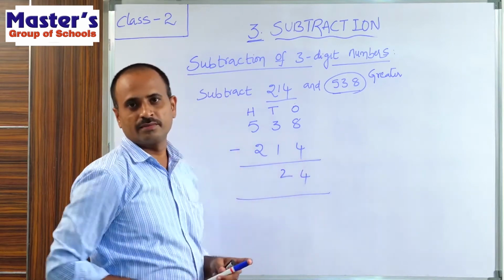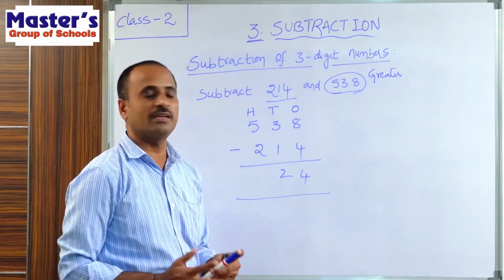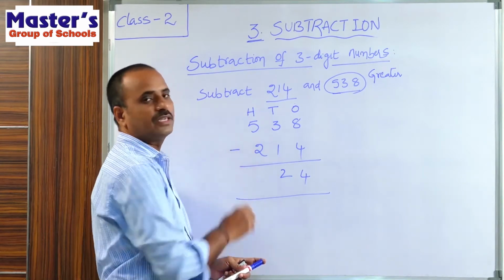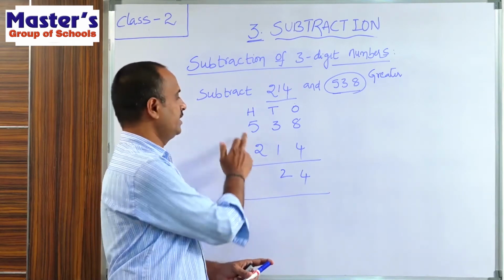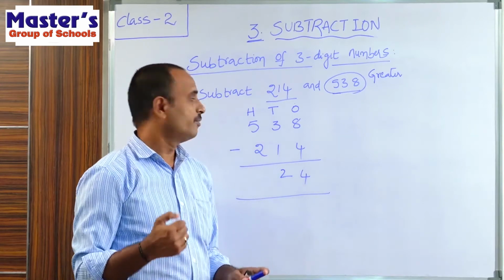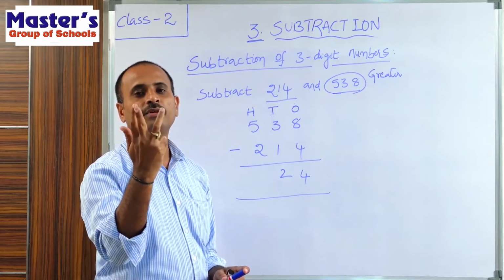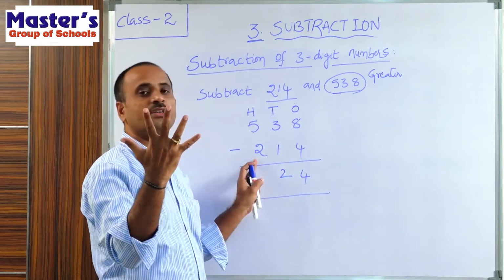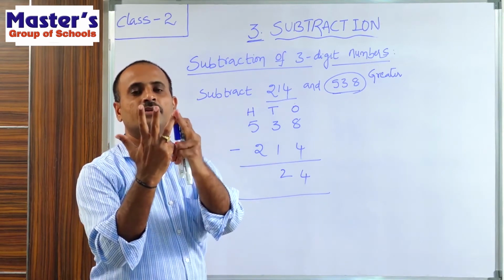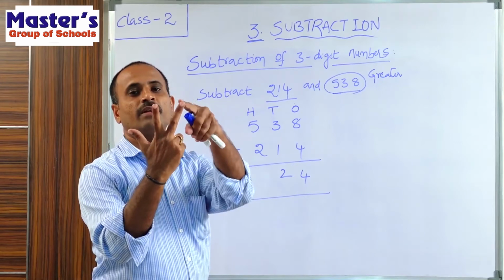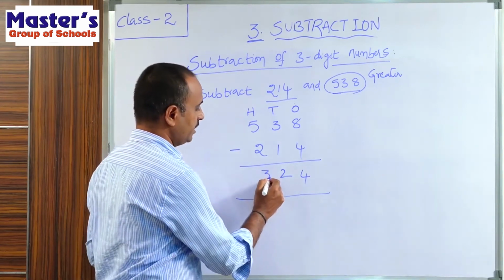Now go to the hundreds place. Subtract the digits present in the hundreds place. What are the digits present in the hundreds place? 5 and 2 are present in the hundreds place. So subtract 2 from 5. What is the first digit? 5. So open 5 fingers of your hand: 1, 2, 3, 4, 5. And what is the second digit? 2. So close 2 fingers among the 5 fingers, that is 1, 2. How many fingers are left? 1, 2, 3 fingers are left. The answer is 3. Write 3 under the hundreds place.